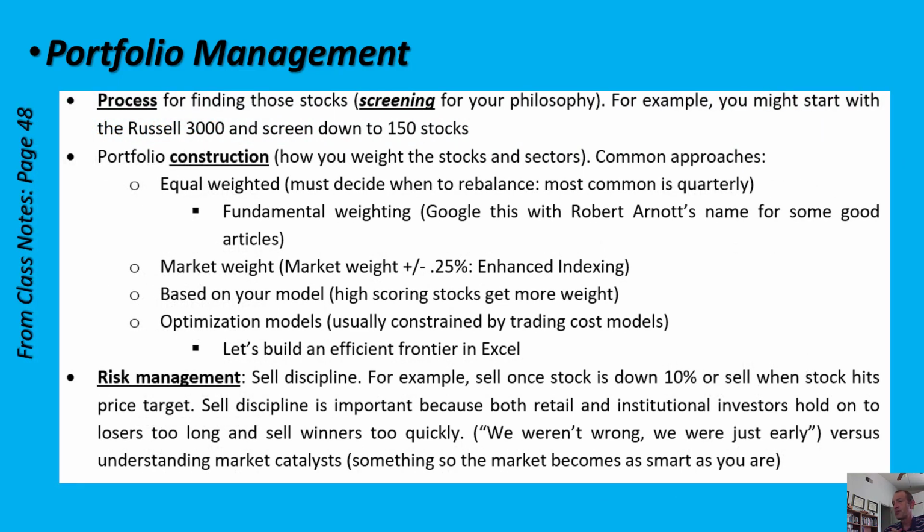And I just showed you the process. You pull in all of these stocks, you run them through a model that finds the stocks that meet your philosophy. So you might start with the Russell 3000 stock index and screen down to 150 stocks maybe, or maybe you screen down to 10 stocks. But whatever, you have a process to get down to a certain number of stocks. If this is your entire portfolio, you probably want to screen down to say 50 to 100 stocks at a minimum, so you can have good diversification.